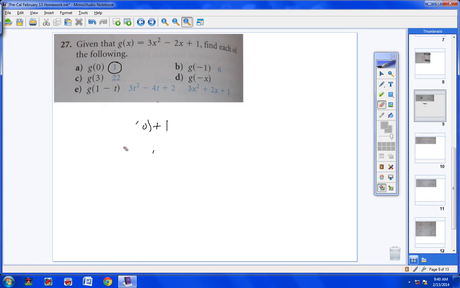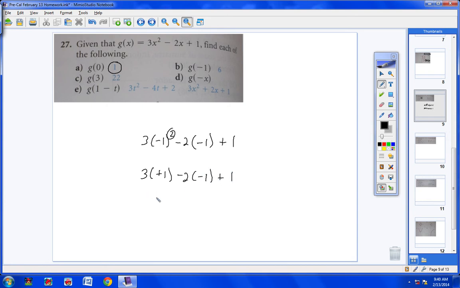All right, letter B, let's substitute negative 1 in. Watch your signs now. 3, I put a negative 1 in for x. Negative 2, then negative 1 for x, positive 1. Okay, we do our exponents first, so a negative 1 squared would be a positive 1. Then next we do our multiplication. 3 times 1 is 3. Negative 2 times negative 1 is a positive 2 plus 1. So your answer would be 6.